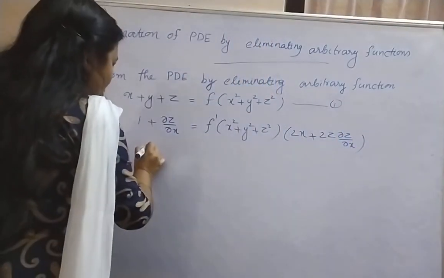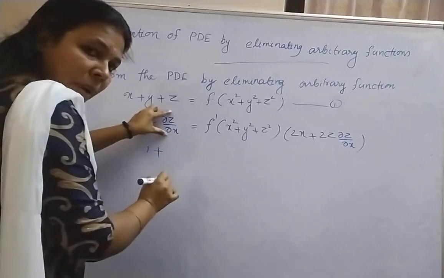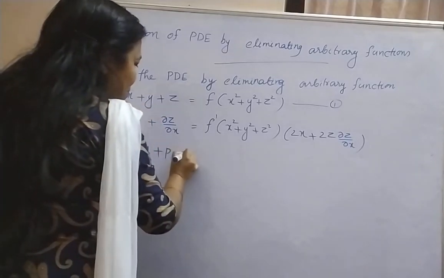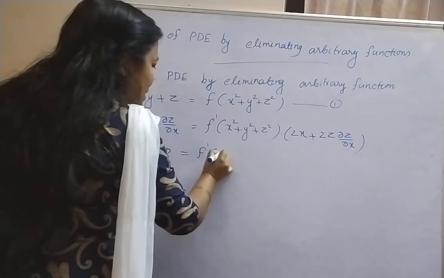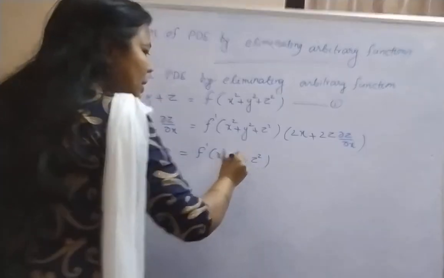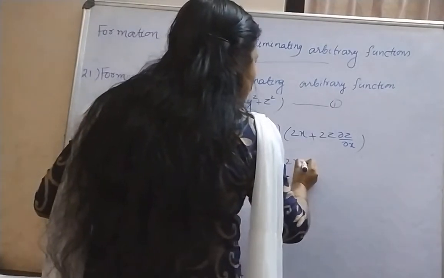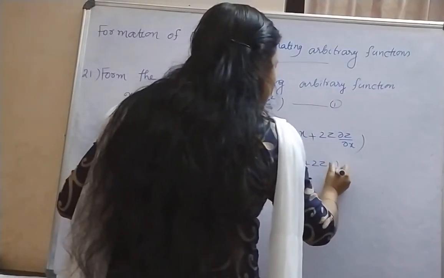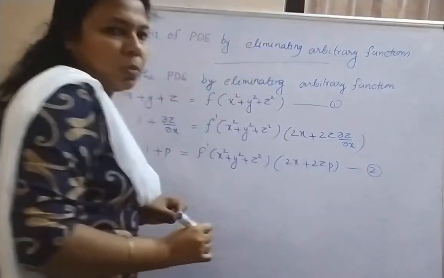That is, 1 plus dou z by dou x, which is p. So 1 plus p equal to f dash of x square plus y square plus z square into 2x plus 2zp. Put it as equation number 2.